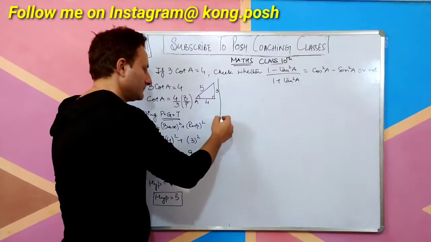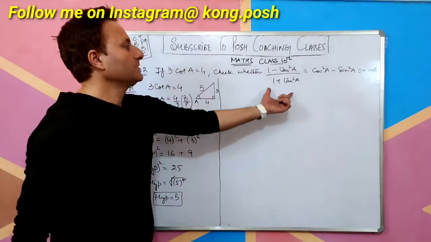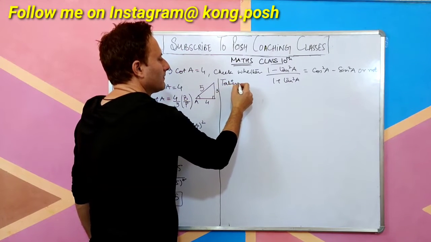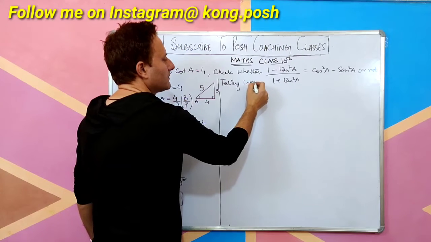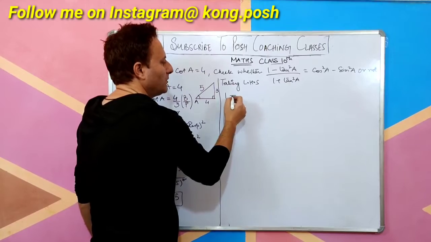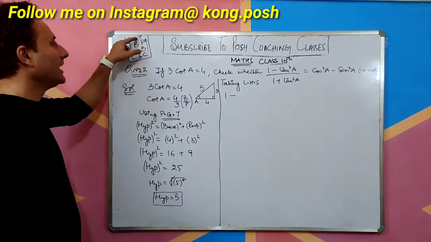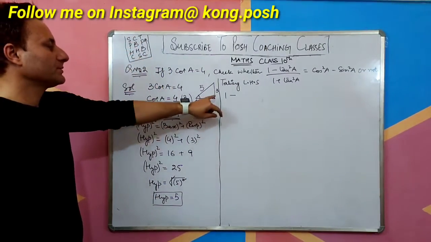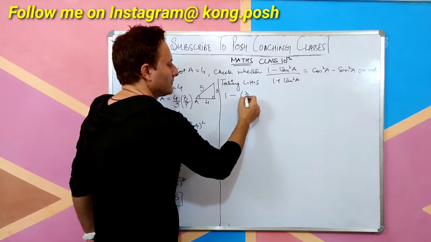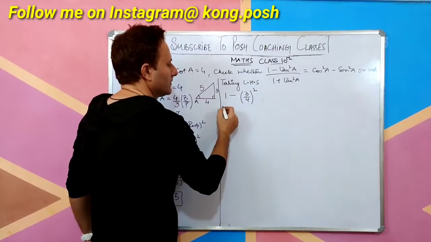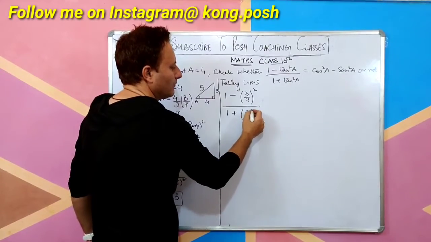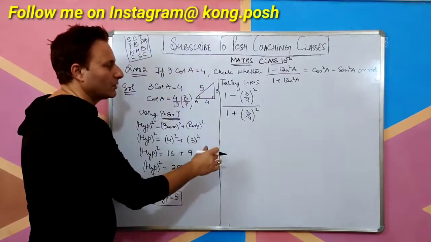Now this part is left hand side, so I'm taking left hand side. It is 1 minus tan square. Tan is perpendicular upon base, so we have perpendicular equals to 3 and base 4. So it is 3 upon 4 square, and then I have 1 plus tan square, again 3 upon 4 whole square. We'll just solve this first.